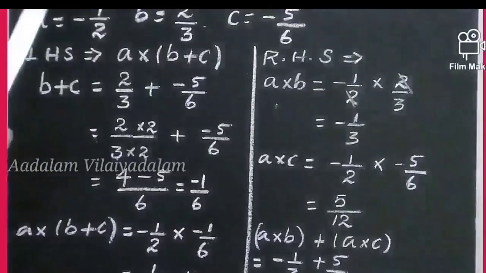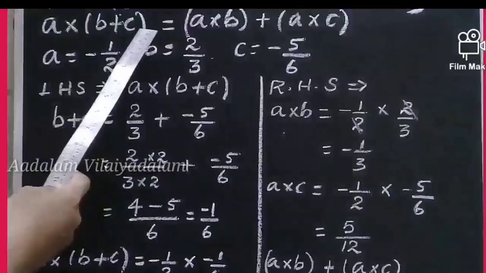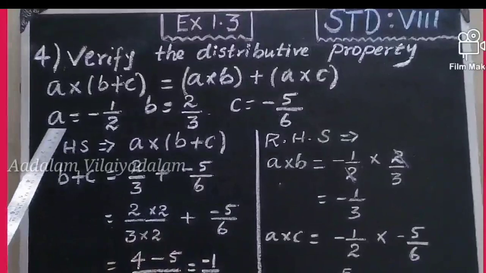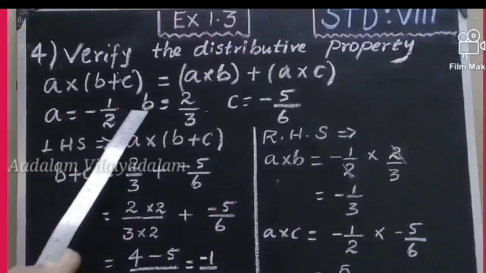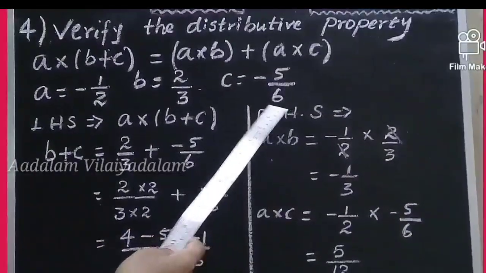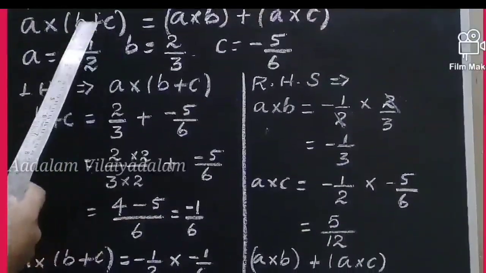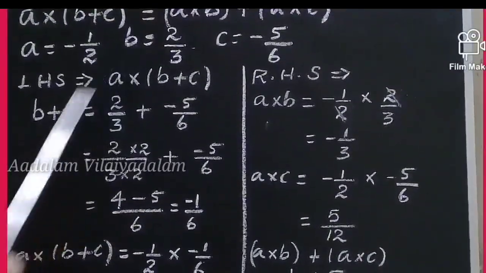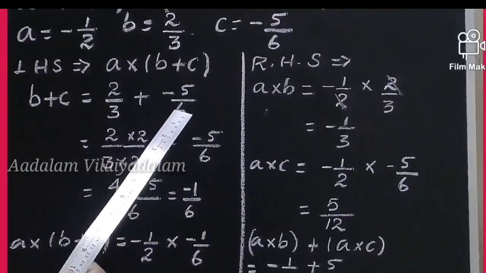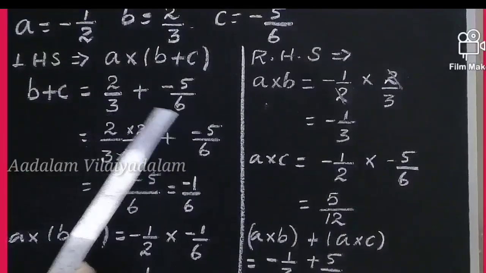Fourth question. Verify the distribute property A into B plus C is equal to A into B plus A into C. Here the A value minus 1 by 2, B equal to 2 by 3, C equal to minus 5 by 6. First we have to find the left hand side value. First you complete B plus C value. Here B plus C equal to B equal to 2 by 3 plus C equal to minus 5 by 6. Here under addition we have to consider the denominator.